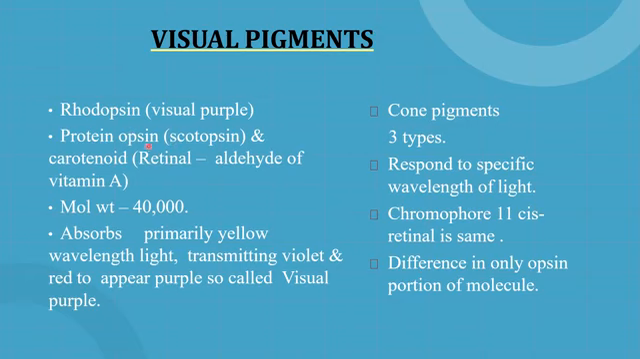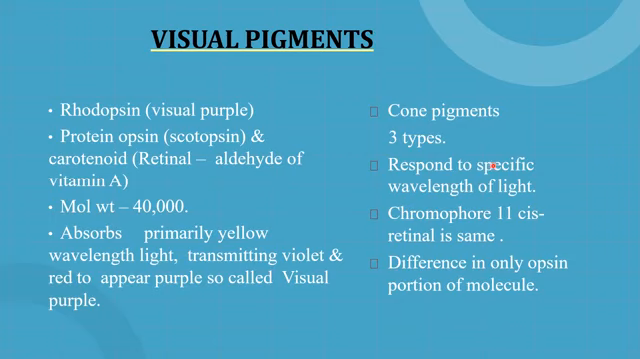Rhodopsin is the visual purple, protein opsin or scotopsin, and carotenoid retinol as an aldehyde of vitamin A. And the molecular weight for the rhodopsin is 40,000, and it absorbs primarily yellow wavelength light, transmitting violet and red to appear purple, so-called visual purple.